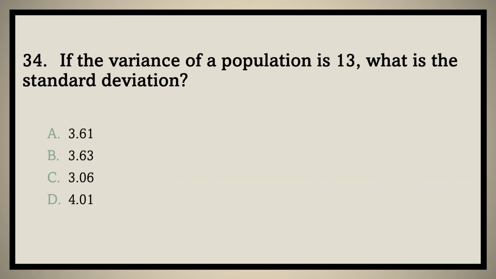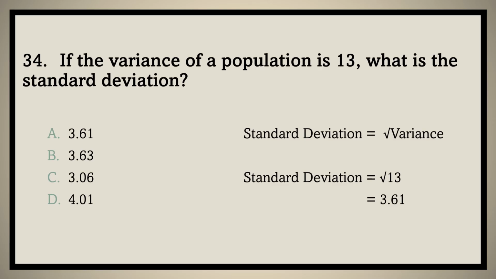34. If the variance of a population is 13, what is the standard deviation? A. 3.61. B. 3.63. C. 3.06. D. 4.01. To calculate the standard deviation from the variance, you can use the following formula. Standard deviation equals square root of variance. Given that the variance of the population is 13, that will be standard deviation equals square root of 13. The standard deviation is approximately 3.61.